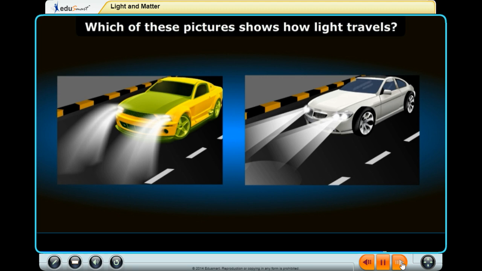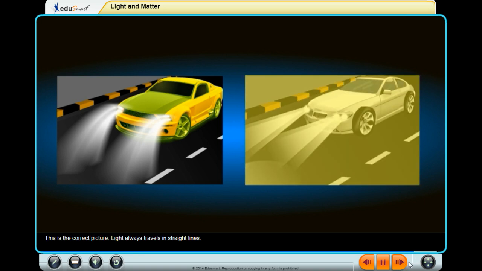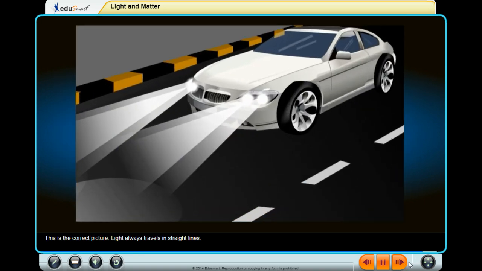Which of these pictures shows how light travels? This is the correct picture. Light always travels in straight lines.